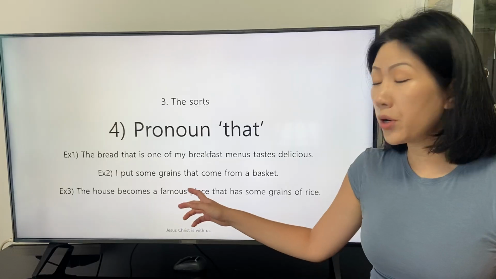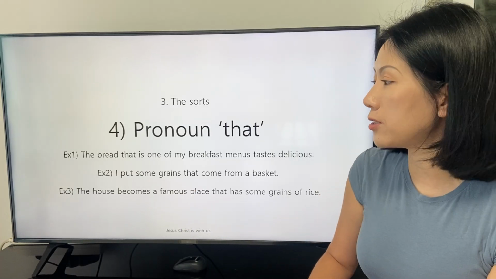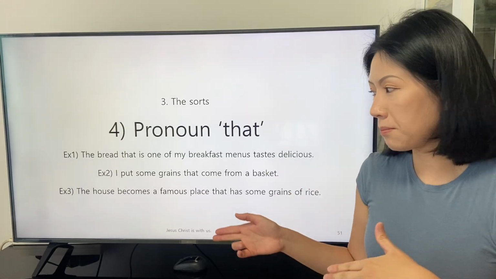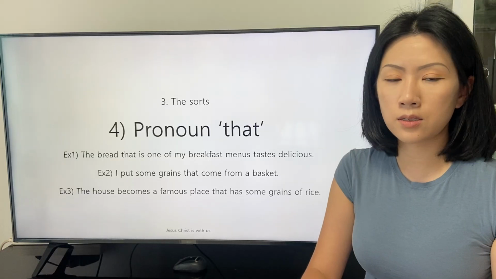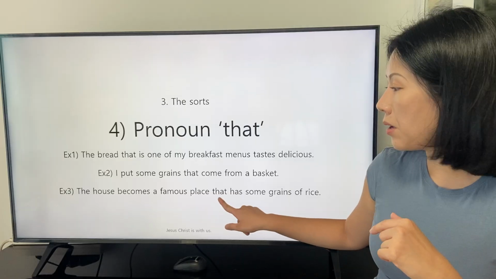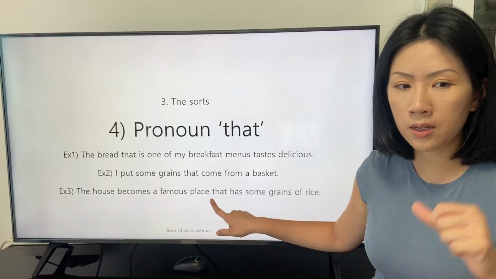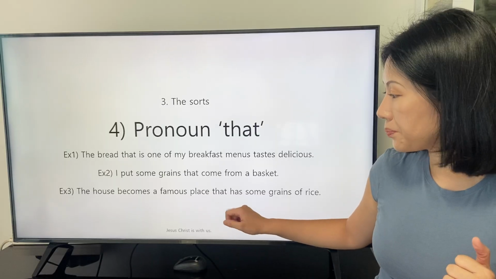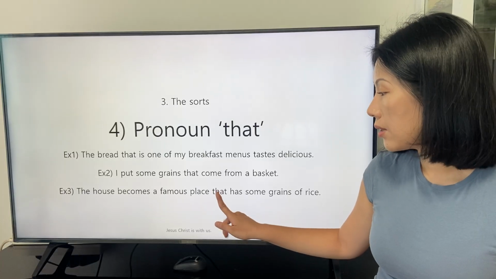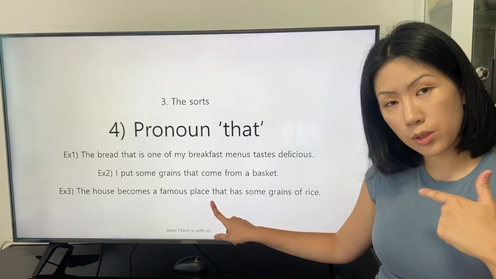Okay, let's go to the third example. The house becomes a famous place that has some grains of rice. In this third example, we find that the precedent is the phrase of the general noun, famous place. The pronoun that indicates the precedent, famous place, whose number is 1, singular, and the subordinate clause starts from the pronoun that: has some grains of rice.